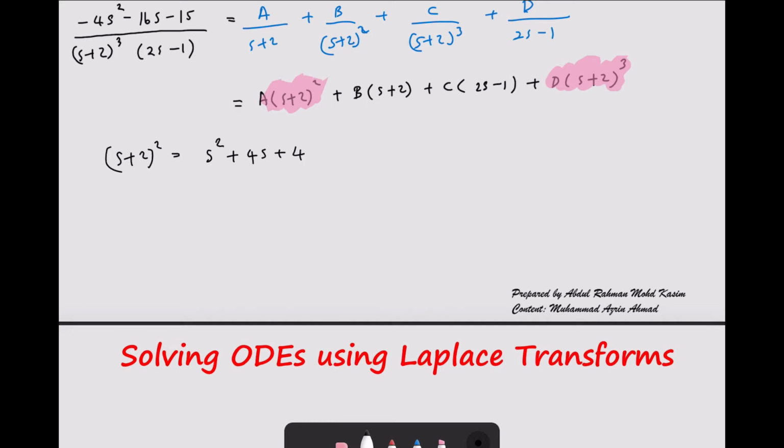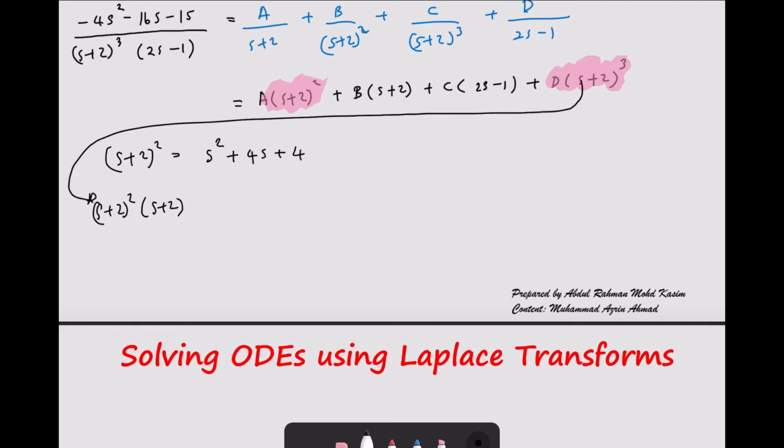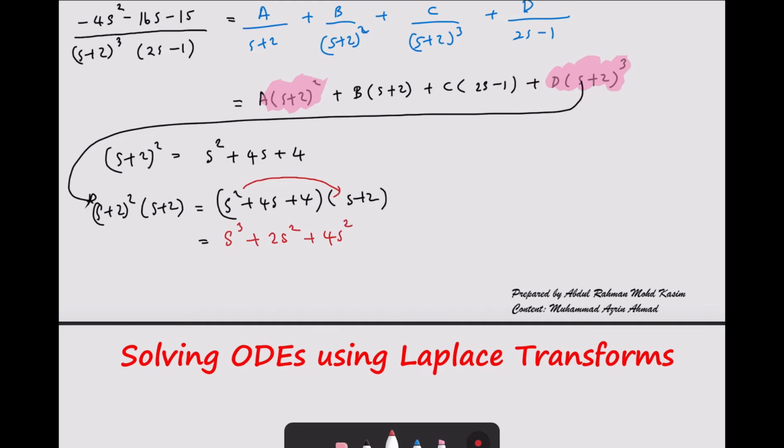But for this one, you need to have s plus 2 squared times s plus 2, because we would like to solve for this one. So it becomes s squared plus 4s plus 4, and then you need to multiply with s plus 2. So you will have s cubed plus 2s squared plus 4s squared plus 8s plus 4s plus 8. So you will have s cubed, plus 6s squared, plus 12s, and then here is 8.